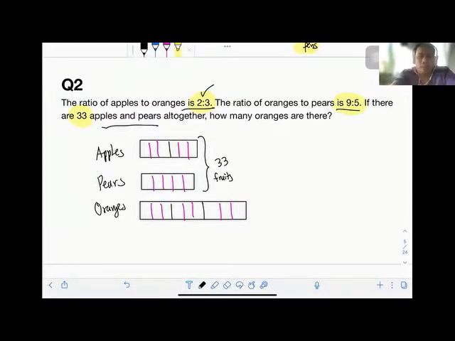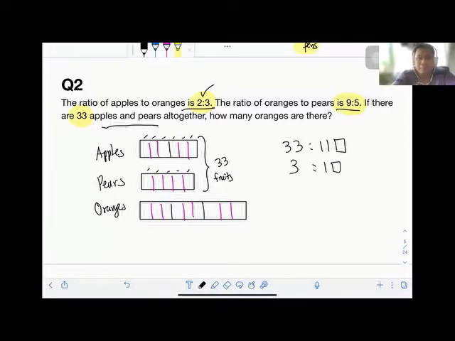So yung apple and pears ay 33. Represented by how many boxes? There are 1, 2, 3, 4, 5, 6, then 11. 33 is to 11 boxes. Okay. So each box will be represented by 3.